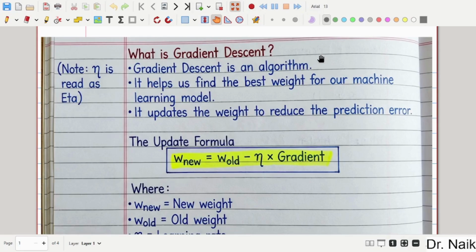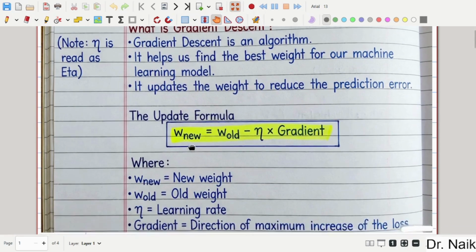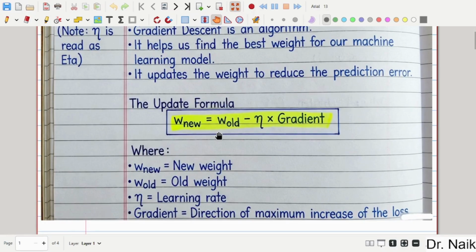Today we will learn types of gradient descent. Recall that gradient descent is an algorithm that helps us to find the best weight for our machine learning model. It updates the weight to reduce the prediction error, and the update formula is W new is equal to W old minus eta multiplied by gradient, where W new is a new weight, W old is the old weight, and eta is the learning rate.